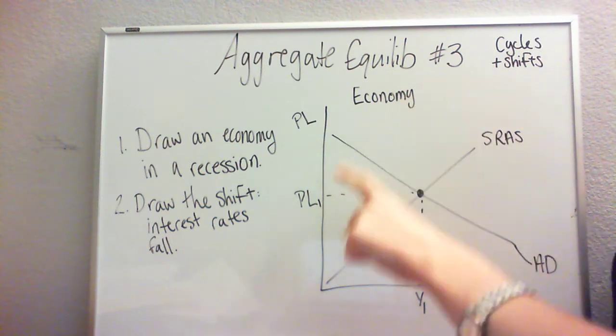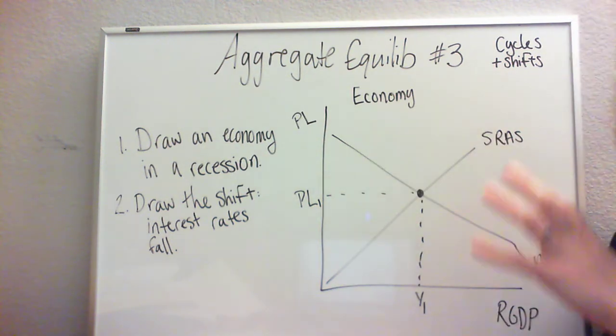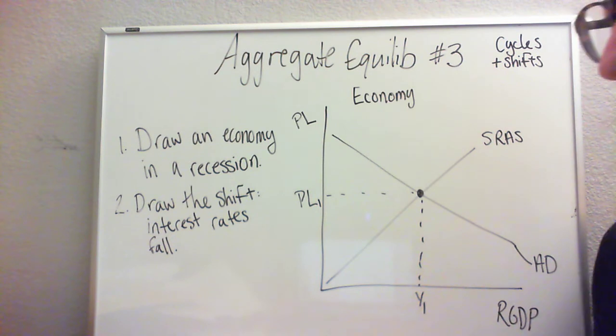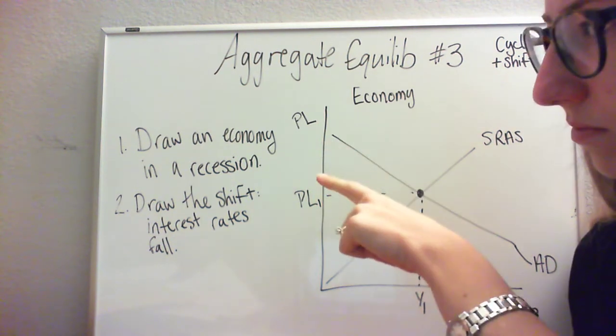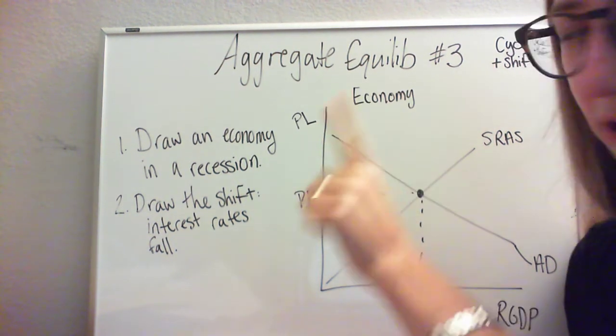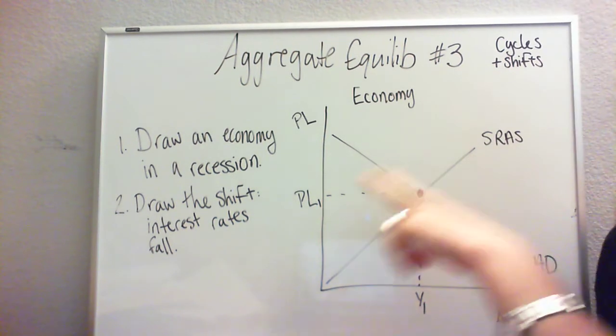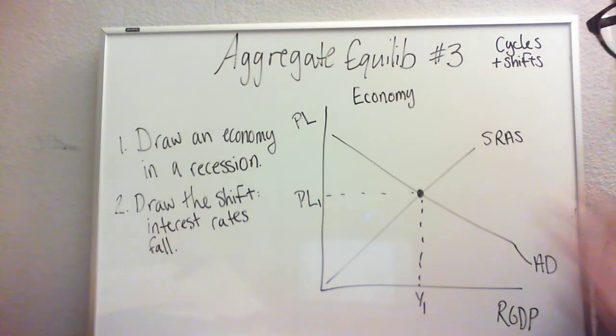Okay, so you're going to write the setup of the graph, right? So just like we can always do at the beginning. And then you're going to write the two steps here that we're going to do: draw an economy in a recession and draw the shift interest rates fall. Okay, so pause the video, write those things.